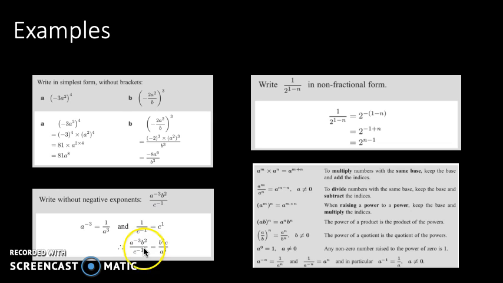So we can move this from the bottom here to the top. And the a now has 1 over it, so this can be put on the bottom, and that's how we end up with b squared times c over a to the power 3.